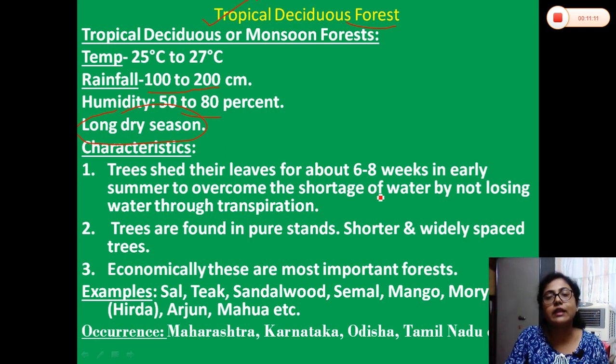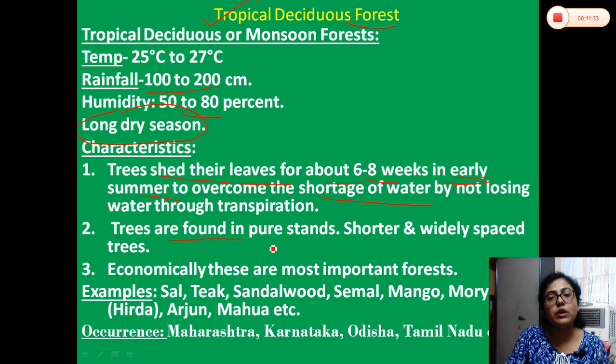And during the dry season, one of the most important environmental adaptations of the trees of this forest is to shed their leaves. The trees are shedding their leaves for about 6 to 8 weeks in early summer. Early summer is the dry period. During this time, to overcome the shortage of water, they are shedding their leaves. So this is one of the most important environmental adaptations of this forest.